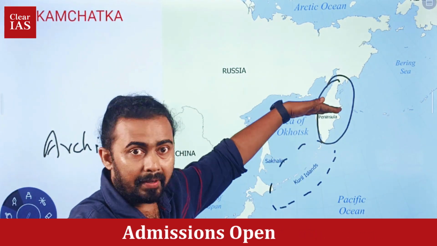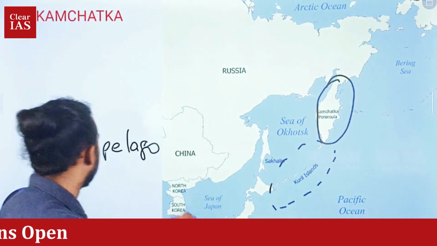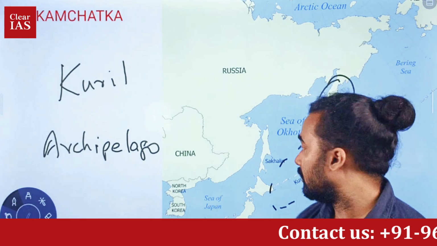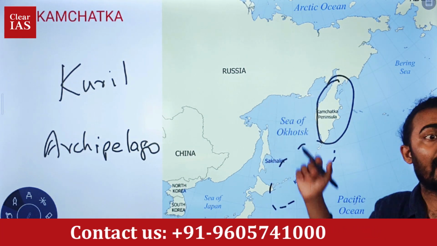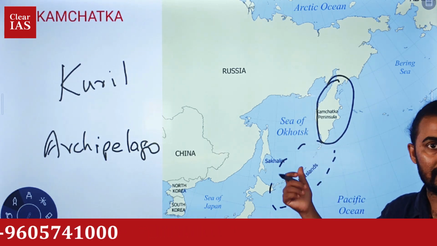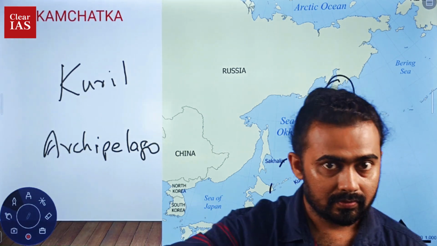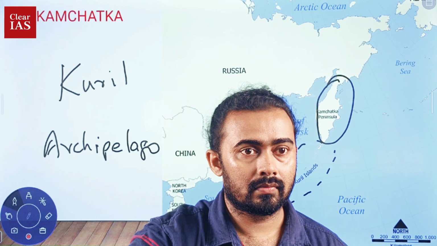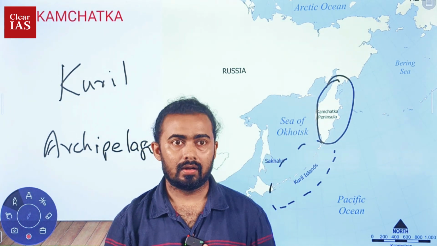After the Kamchatka Peninsula, you have this group or chain of islands, which is called the Kuril Islands. This is an important place because the Kuril Islands are contested between Russia and Japan. They both claim ownership of the Kuril Islands. What are the Kuril Islands? Till World War II they belonged to Japan, and after that Russia took them from Japan and took control of the islands.